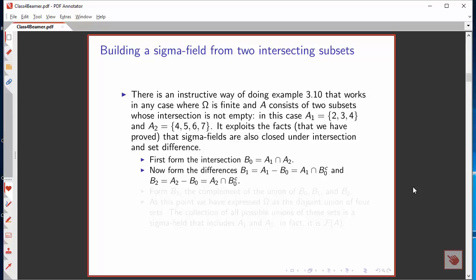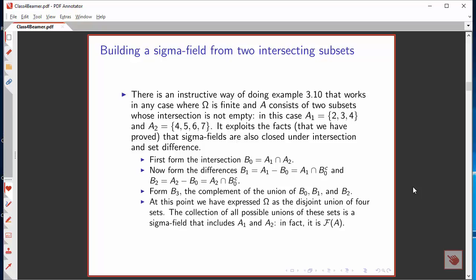Well, the first thing we do is to form the intersection of those two sets, the elements they have in common. That consists simply of 4. So B0 is the set that has nothing but 4 in it. And then we remove 4 from both those sets. We form set differences, which we'll call B1 and B2. That'll give us {2, 3} and {5, 6, 7}. Now we have 3 disjoint sets, but we haven't included everything.